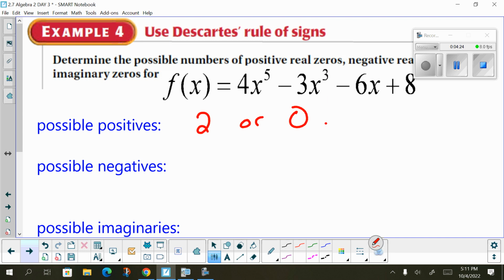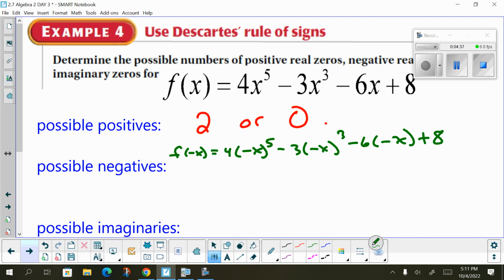For negatives, that's going to be the one that requires some work. Since we're finding f of negative x, you basically put a negative x in everywhere you see an x. But then you have to simplify it down, and you really have to think about how the exponents will affect negative numbers. For example, right here, I start with my exponents because of order of operations. If I would take a negative x to the 5th power, it would make that term negative, so the whole entire term will turn to a negative 4x to the 5th.